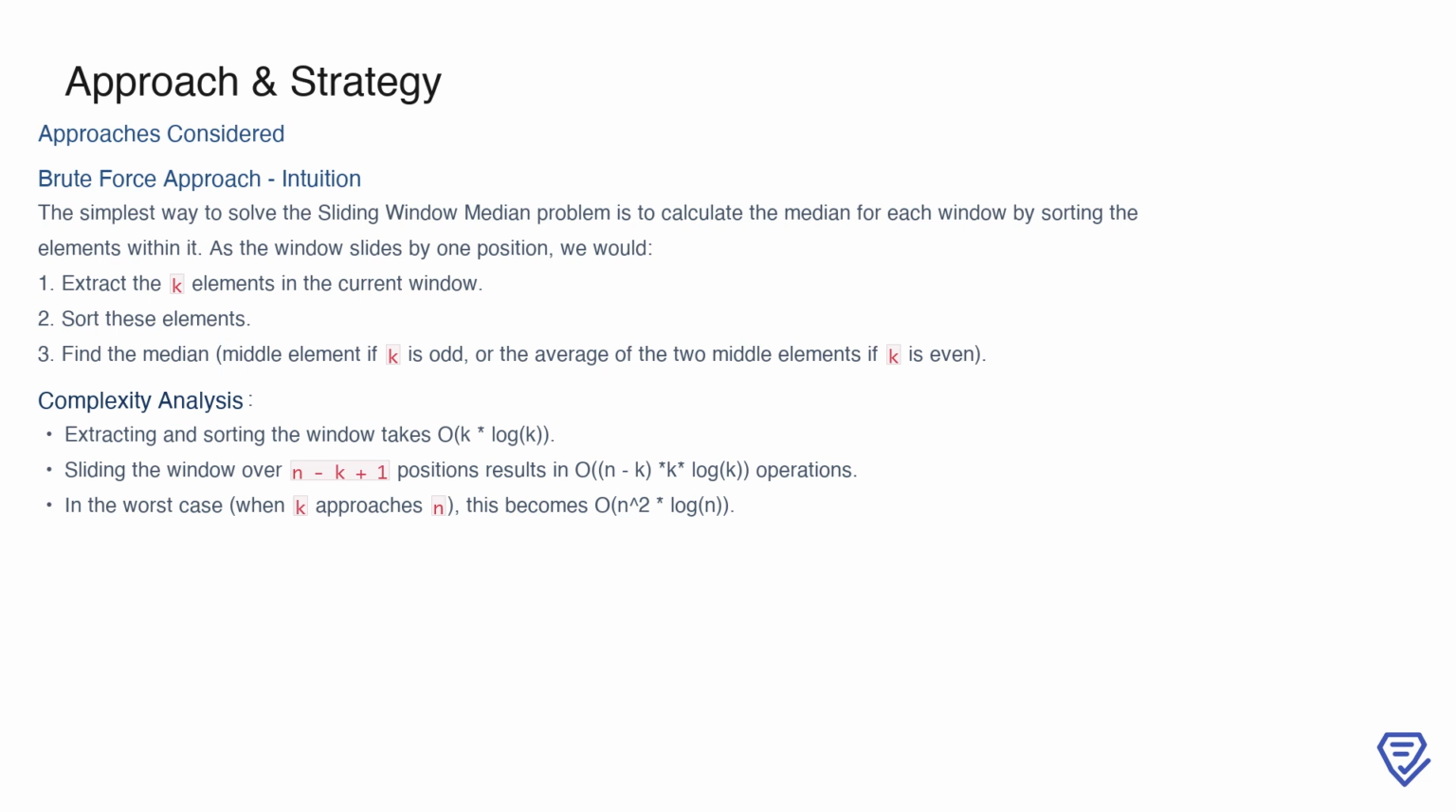In the worst case, where k is close to n, this results in n squared log n, which is computationally expensive for larger arrays. Hence, while intuitive, this method is not suitable for scenarios requiring high efficiency.